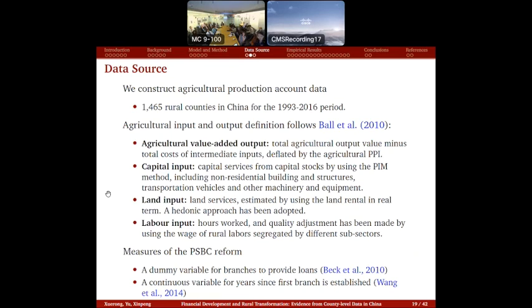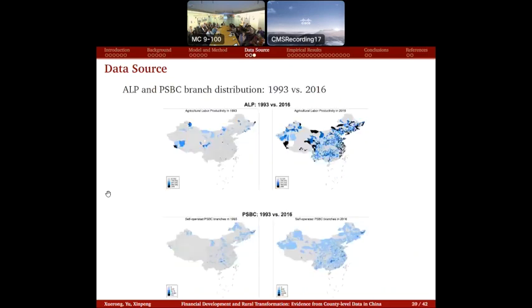And we need to take a closer look at the PSBC reform, which I have mentioned several times before. We use 2 variables and multiply them together to get a measurement of the PSBC reform. One measures the market penetration and the other measures the market deregulation. Here is the structure. Here is a geographic map of the ALP and PSBC branch distribution.